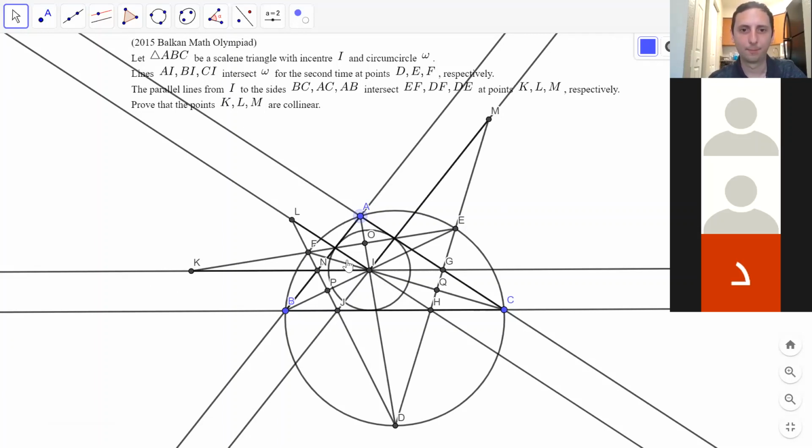The angle FIK is equal to FCB, and FCB is equal to FEB, FEI. So basically, KI is equal to KA, FIK. So FEB is FCB is FIK. So KI squared is KF times KE, but KI squared is also KA squared. So they're all tangent.